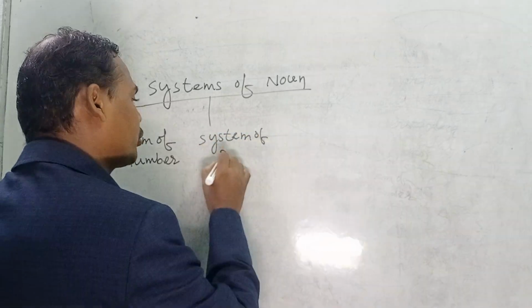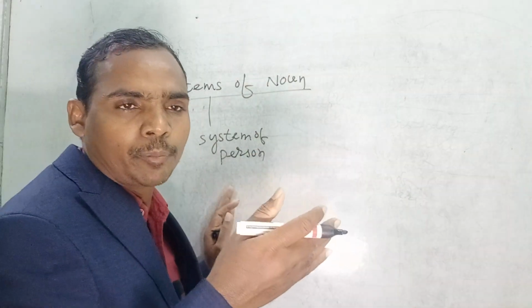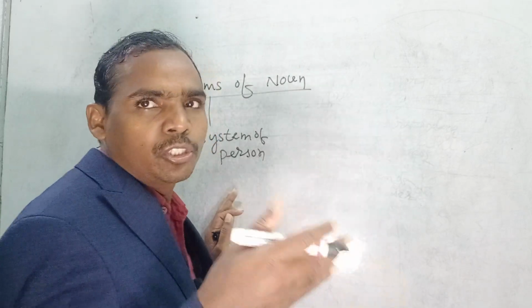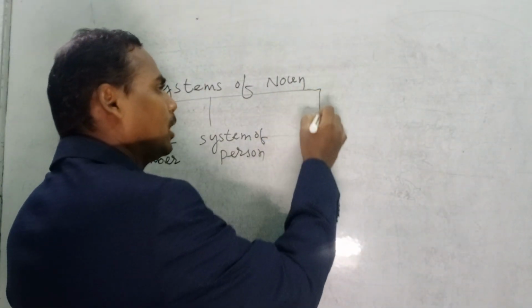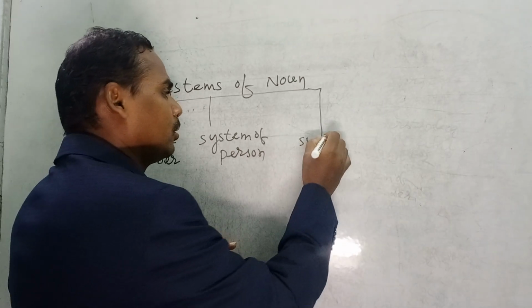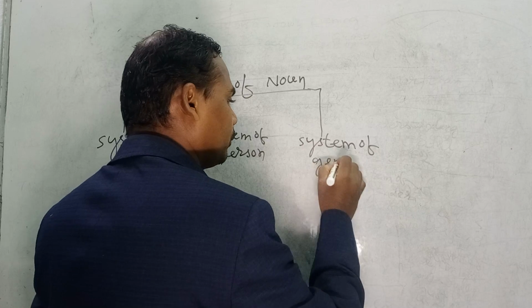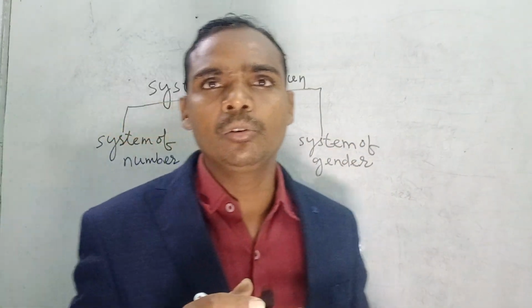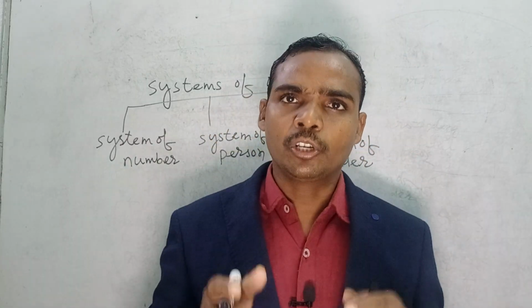Then system of person. You know easily system of person, first person, second person, third person. Class 3 students, class 4 students also know the system of person, first person, second person, third person. And the last one is the system of gender. So 3 things: I'll discuss with you system of number, system of person and system of gender.